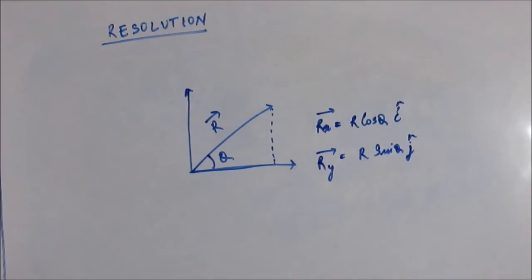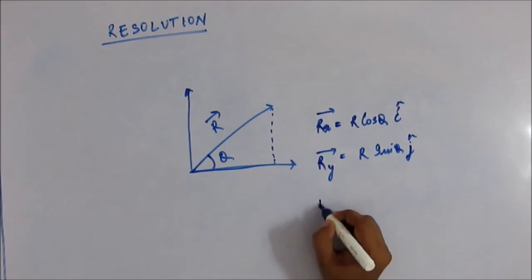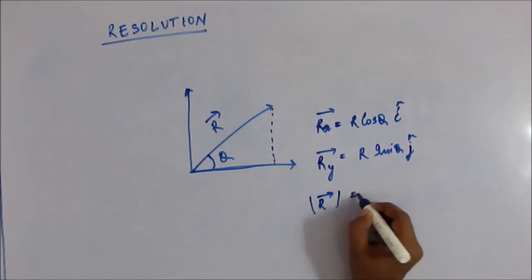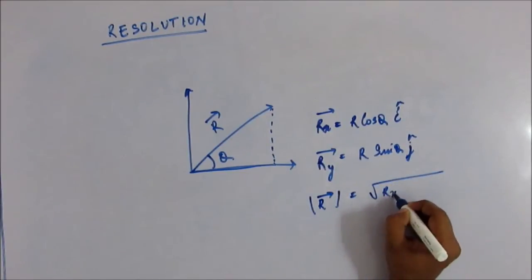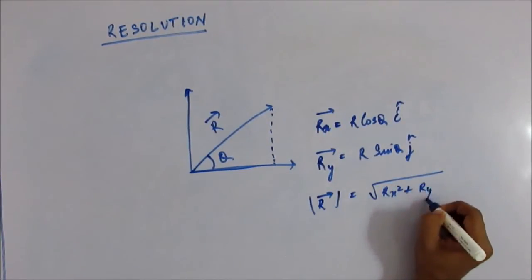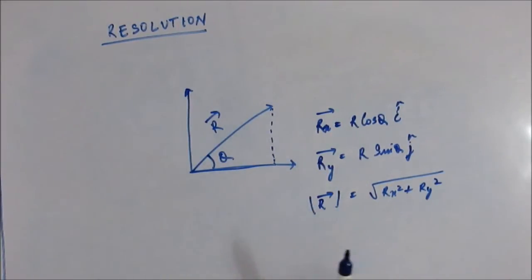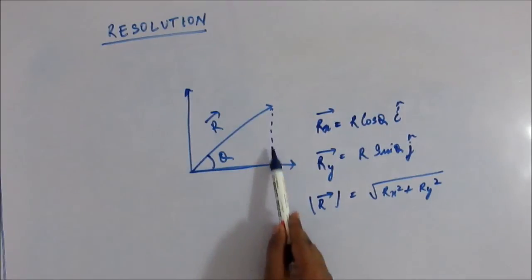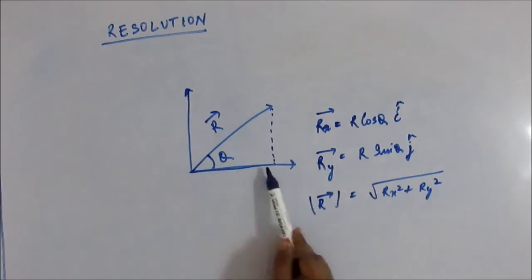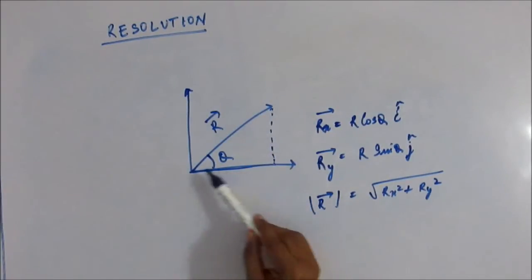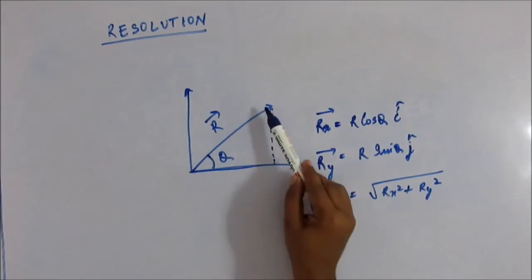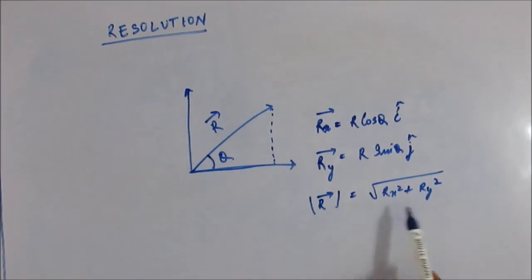This is how we resolve it into components, and the magnitude of r vector is root over rx squared plus ry squared. It comes simply from Pythagoras theorem. In Pythagoras theorem, we know that this squared plus this squared is this squared, and this is rx, this is ry, and this is actually the magnitude of r vector. So it is root over rx squared plus ry squared. Fine. This comes simply from Pythagoras theorem.